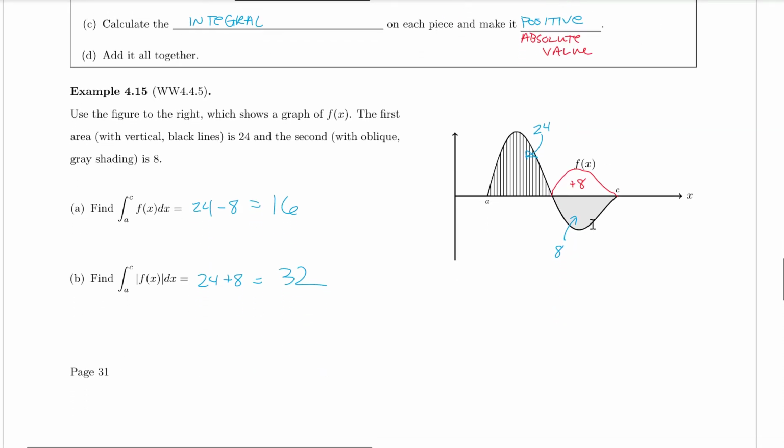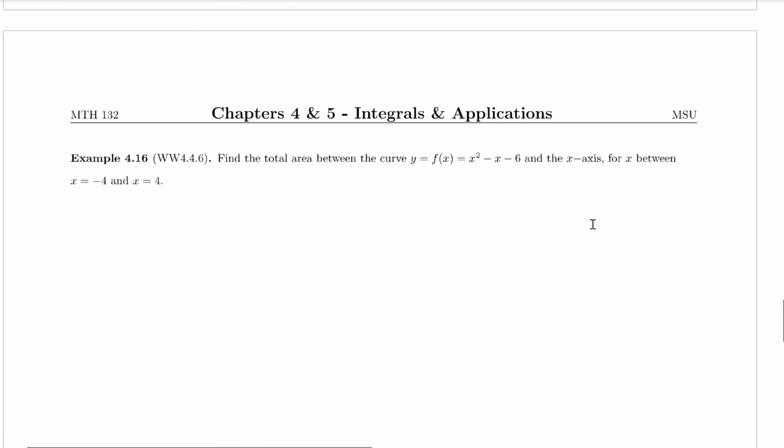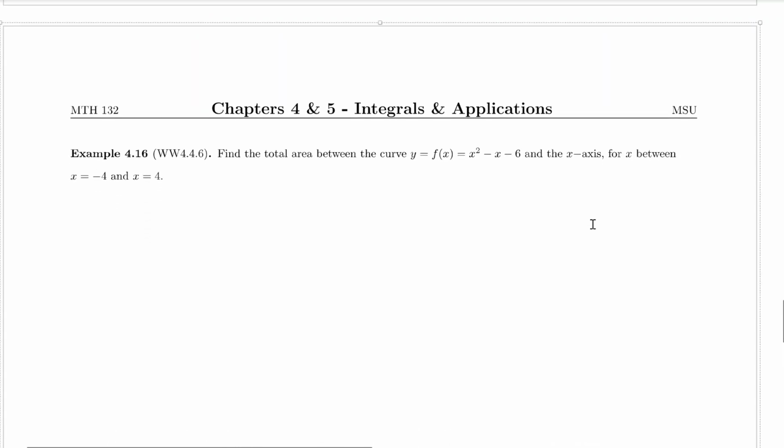So let's go ahead and take a look at one more example of this, and then we have one more applied example, and then we'll be done with the 4.4 video. So example 16 here is number 6 in your WebWork. We want to find the total area between this curve and the x-axis, between x equals -4 and x equals +4. So what we're going to need to do here is the integral from -4 to +4 of the absolute value of x squared minus x minus 6 dx.